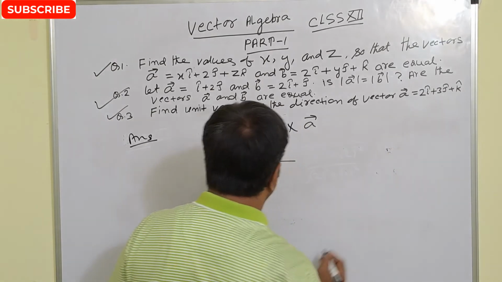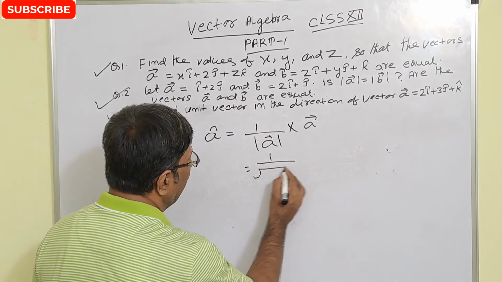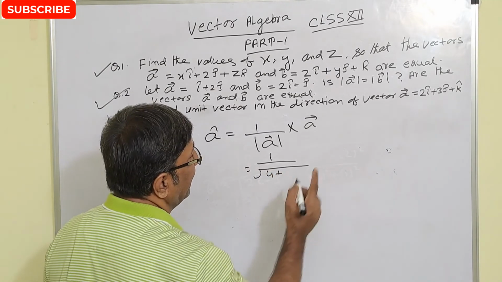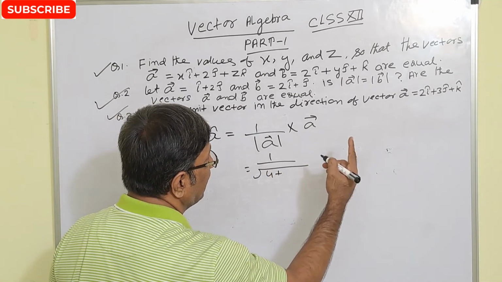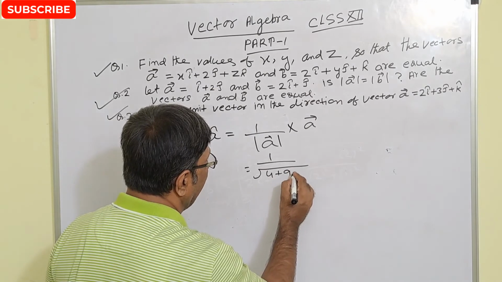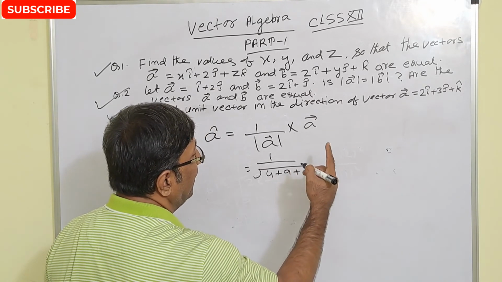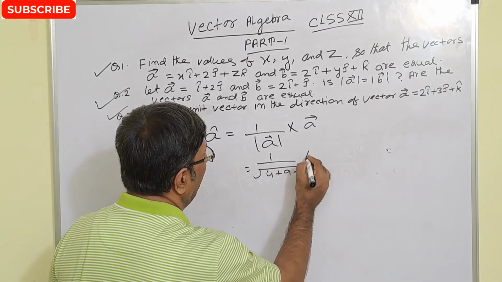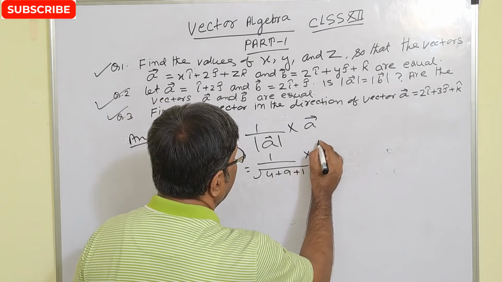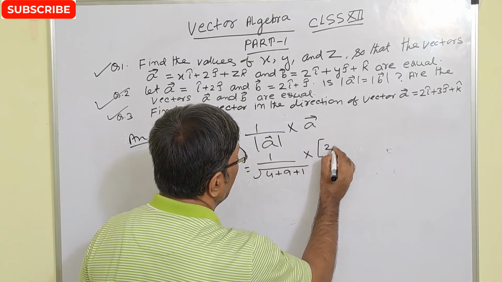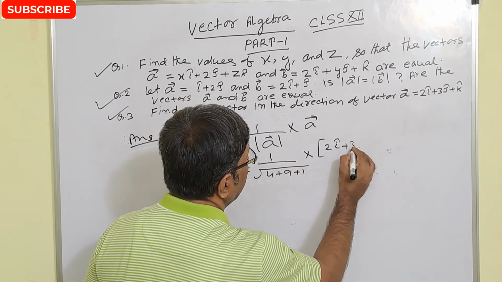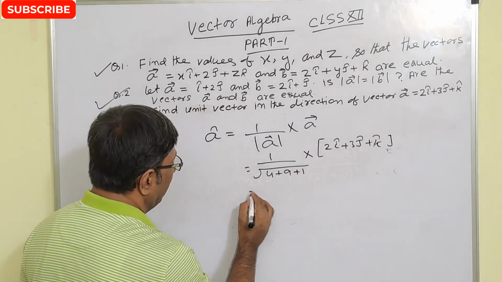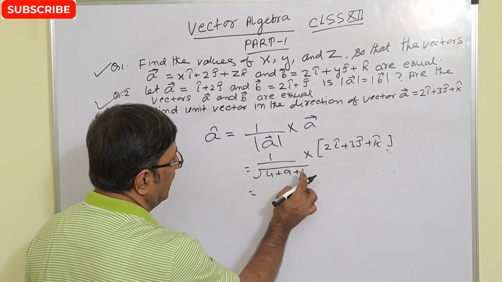You know magnitude of A vector is what? Coefficient of unit vector i square. So 2 square is 4. In the same way, coefficient of unit vector j square. So here 3. So 3 square is 9. And here coefficient of unit vector k is 1. So 1 square is 1. Now multiply vector A. So vector A is given: 2i plus 3j plus k. So when we solve this, 9 plus 4 is 13, plus 1, 14.